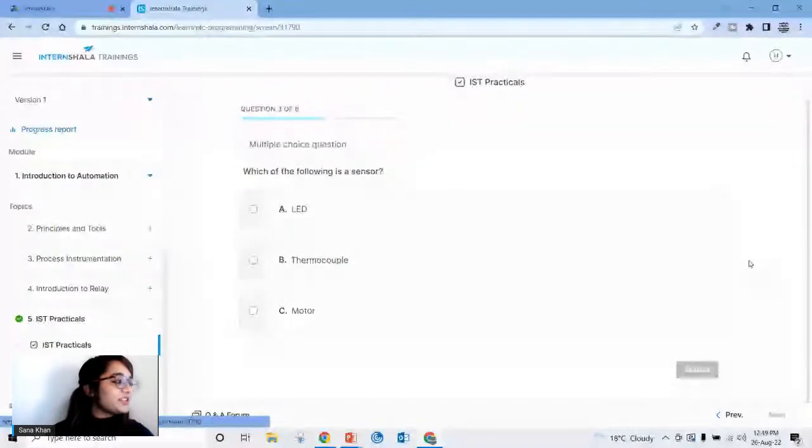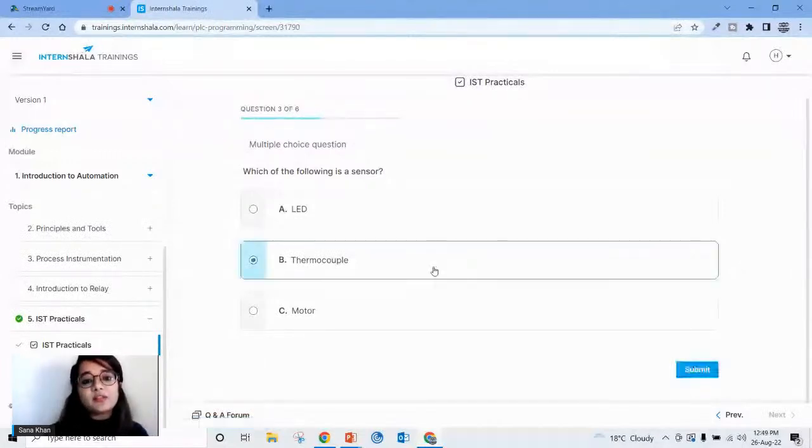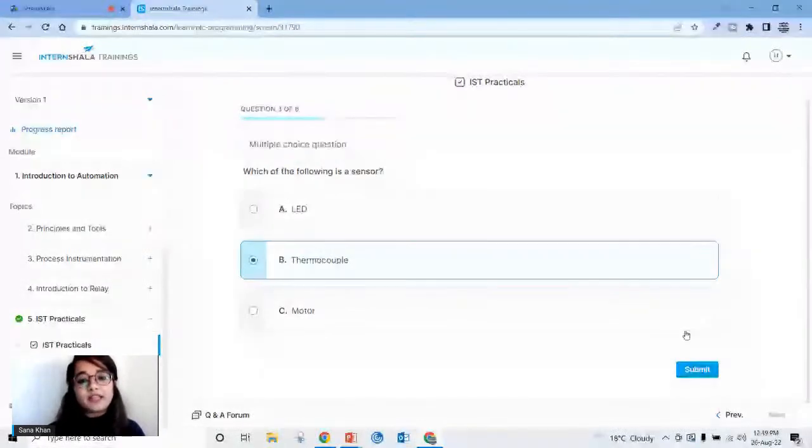All right, Pratik, you have mentioned A, which is an LED. As we have seen before, LED is an actuator. It will give a response of the work that the controller has done. Yes, so it is B, because a thermocouple will basically indicate the changes in temperature. Temperature is my measurement parameter over here, whereas motor is again an actuator, which is a mechanical device. All right, thank you.